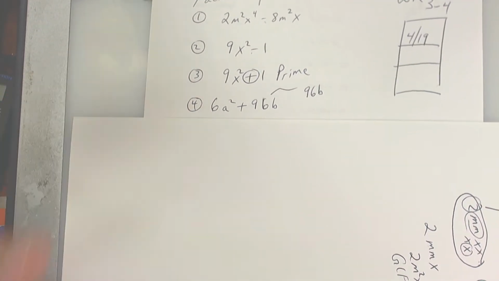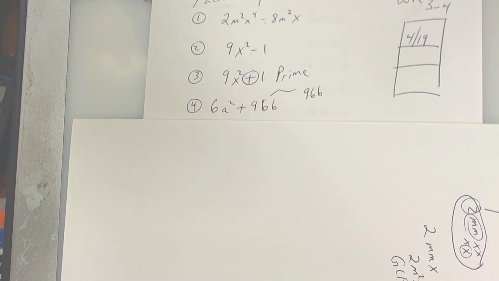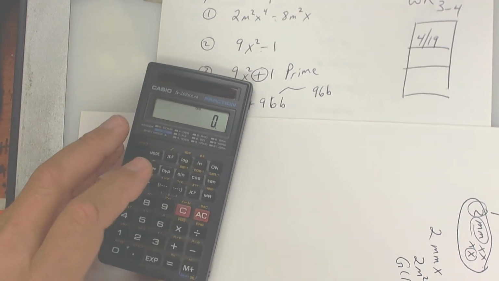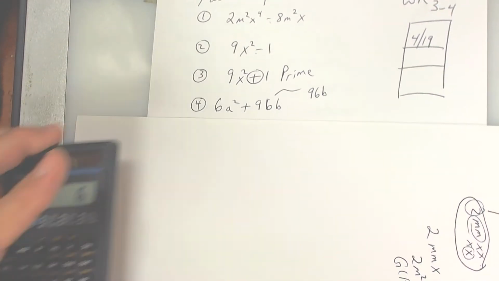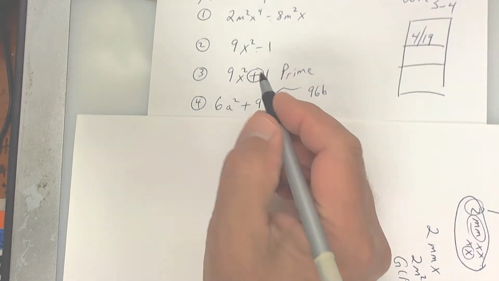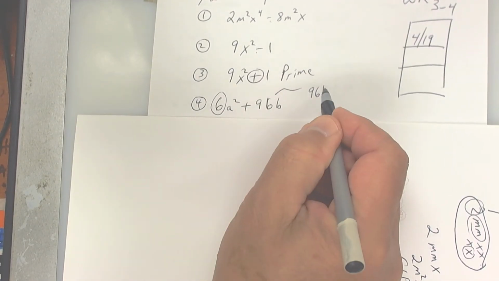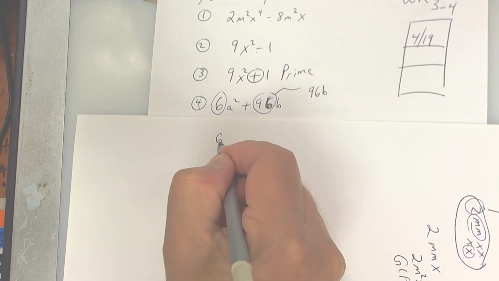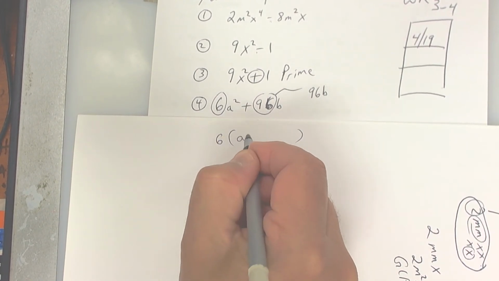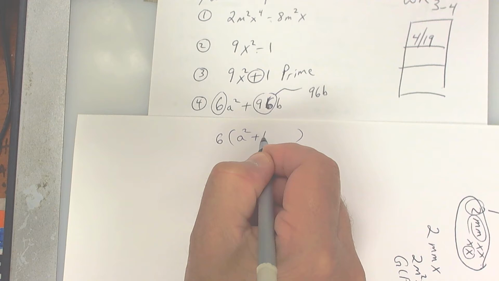This one right here, you're going to first factor out what's in common. Now, I don't know if 6 goes into 96, so we'll just try that. It does. All right, so what we're going to do is take out a 6. That's 96, by the way. So we're going to take out a 6, and when you do, you're left with x squared plus 16b.